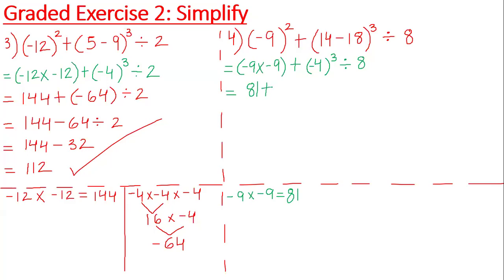Plus, open bracket, -4 cubed. That's -4 times what? -4 times -4 times -4. We know that -4 times -4 is positive 16, multiplied by -4. And 16 multiplied by -4 is what? -64. Very good. And so we have -64.